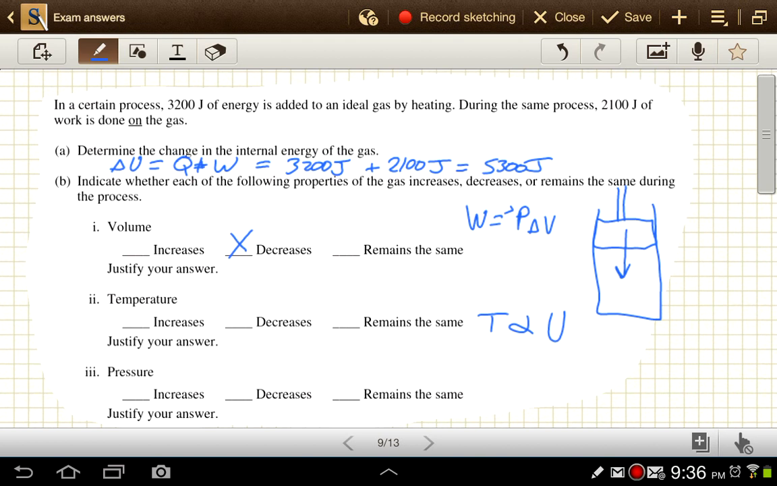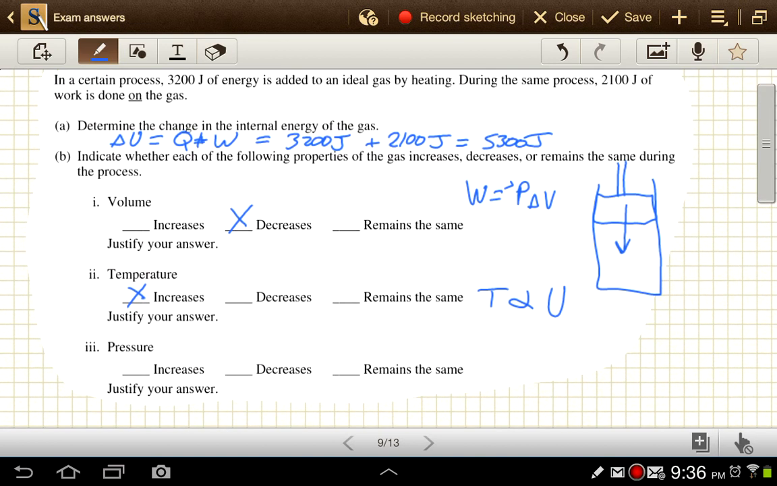So if U, the internal energy, is increasing, then temperature is increasing as well. So delta U is a positive number. That means we're increasing internal energy, which means that temperature is increasing as well. And the last one, pressure. Increase, decrease, or stay the same.